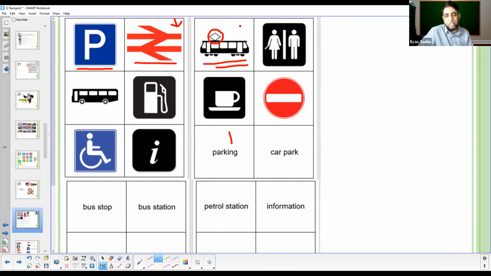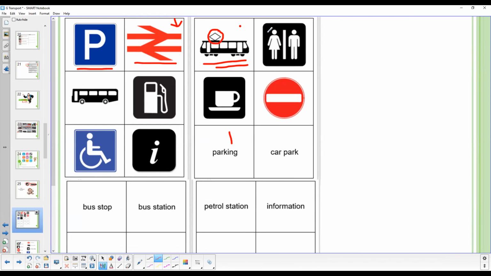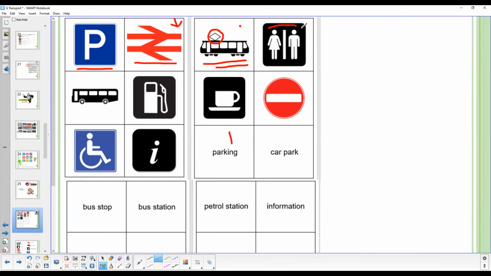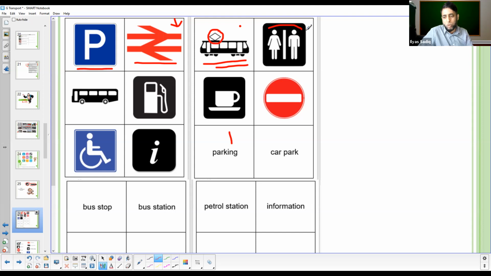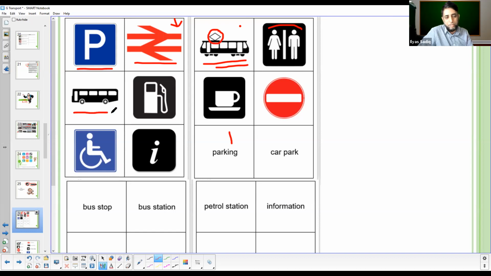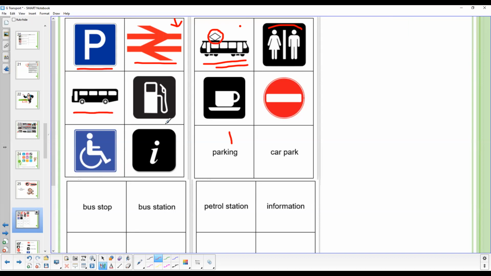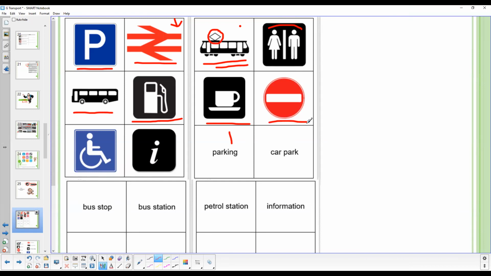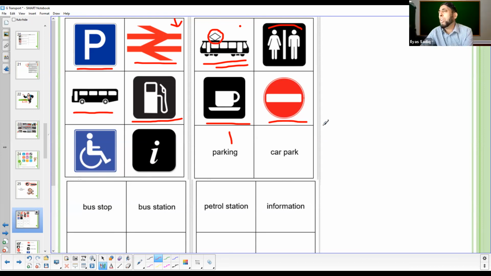And what is this here? Toilet. Is the toilet for men or for women? I think this is women and men. Yeah, it means it is for both. So what is this here? Bus station. And petrol station, gas station. Cafe, coffee shop. And what does this mean here? Anyone else? No stop here. No parking here. Or no stop. No stop or no parking, or what else?